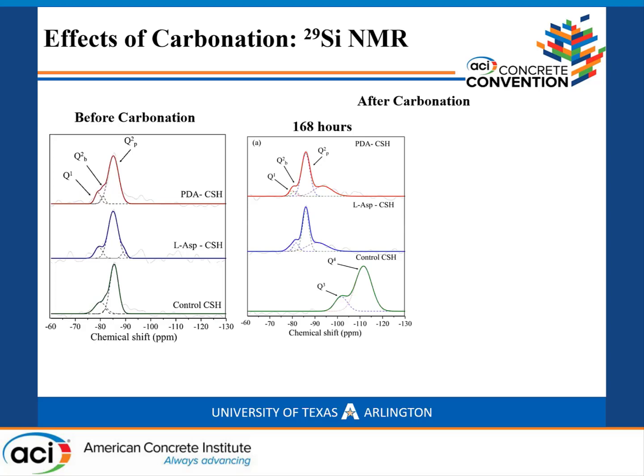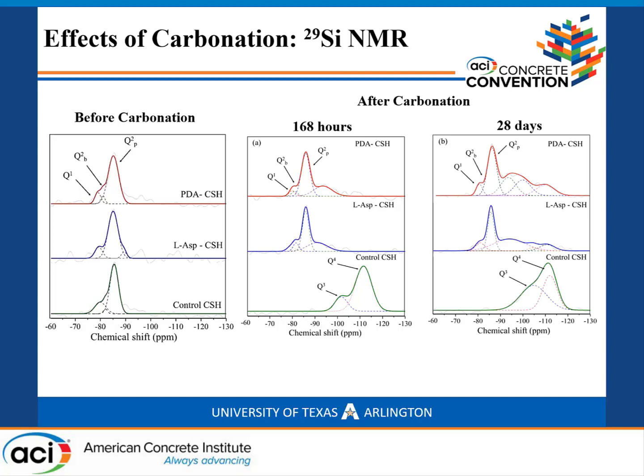Then we expose it to carbonation for 168 hours at 4% CO2. In the case of control CSH, we see the formation of Q3 and Q4 species. Q3 and Q4 indicate the formation of highly polymerized silica tetrahedra. This confirms that after 168 hours of carbonation, the CSH fully converted to highly polymerized silica gel. On the other hand, the molecule modified one, even after 168 hours of carbonation, was able to retain its original chain-like structure. We can still see the Q1 and Q2 species.